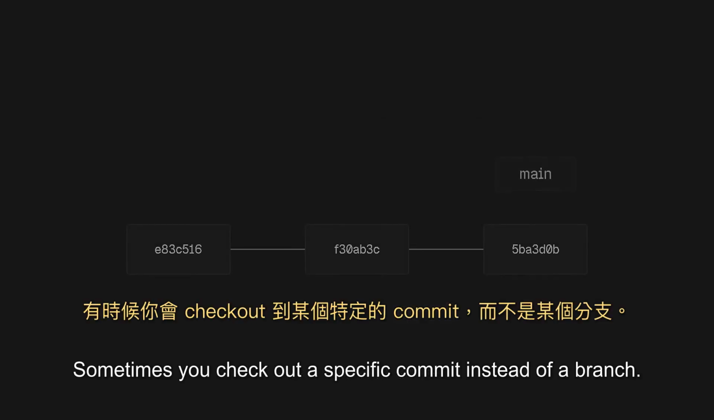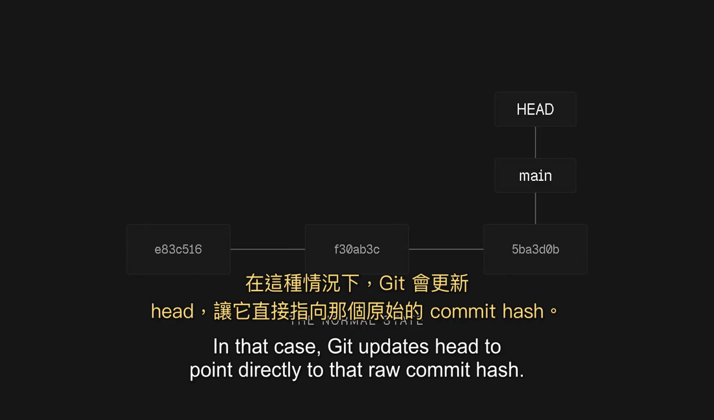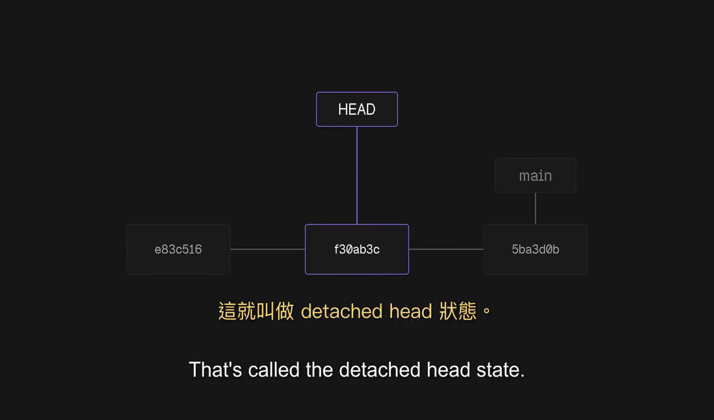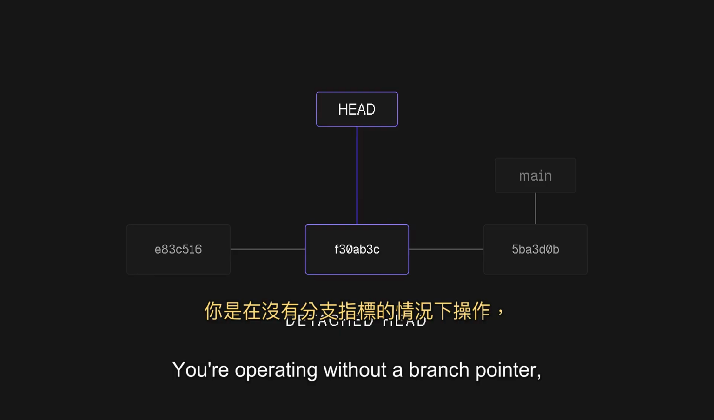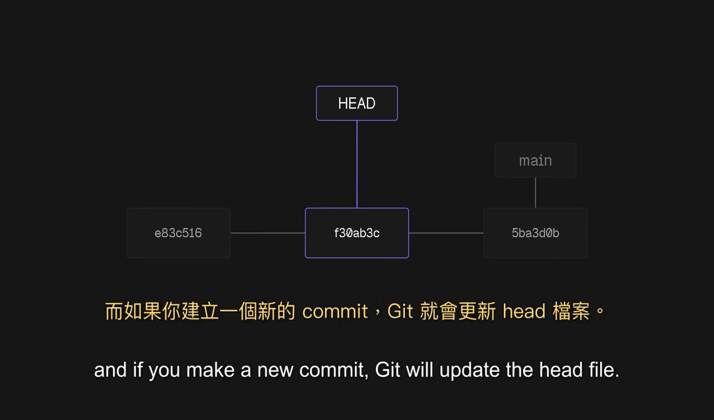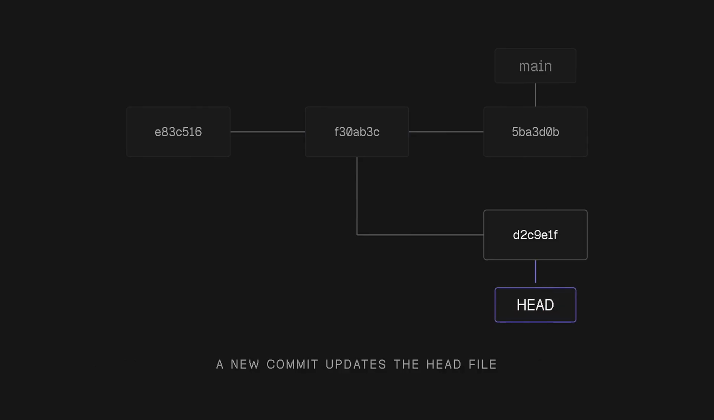Sometimes you check out a specific commit instead of a branch. In that case, Git updates HEAD to point directly to that raw commit hash. That's called the detached HEAD state. You're operating without a branch pointer, and if you make a new commit, Git will update the HEAD file.